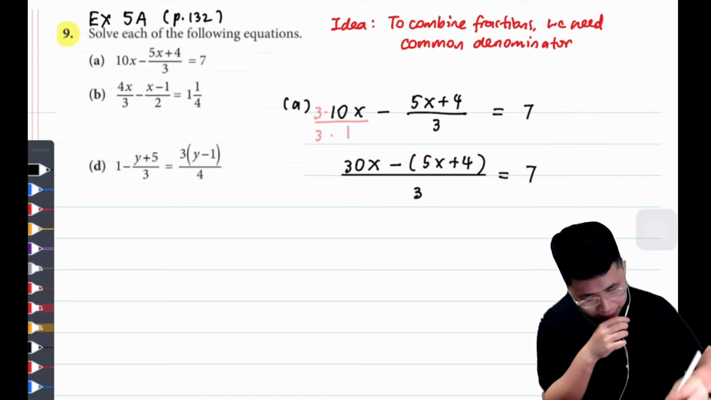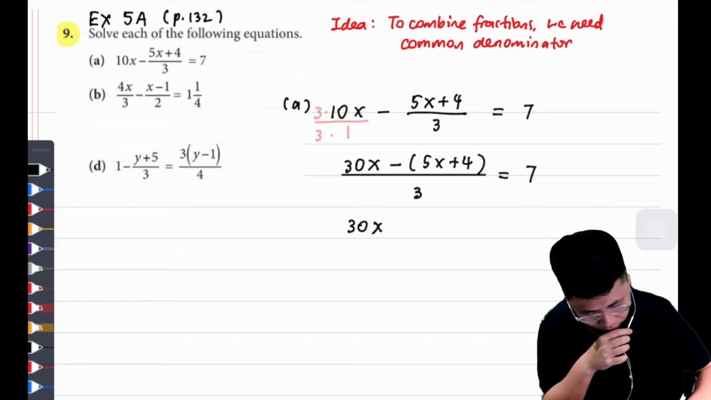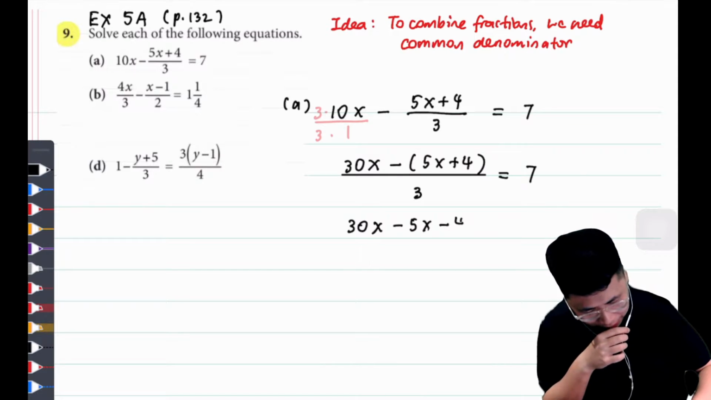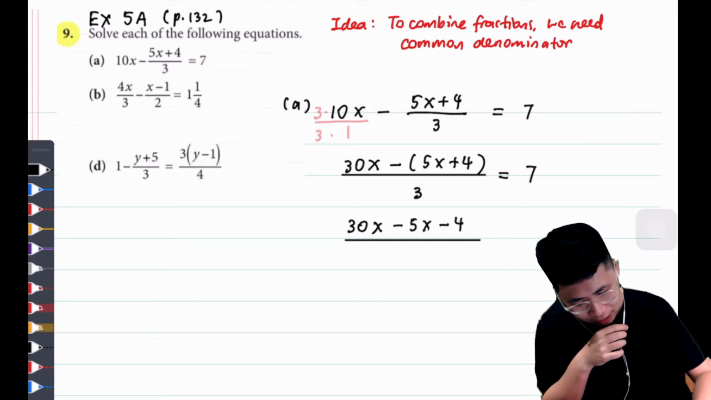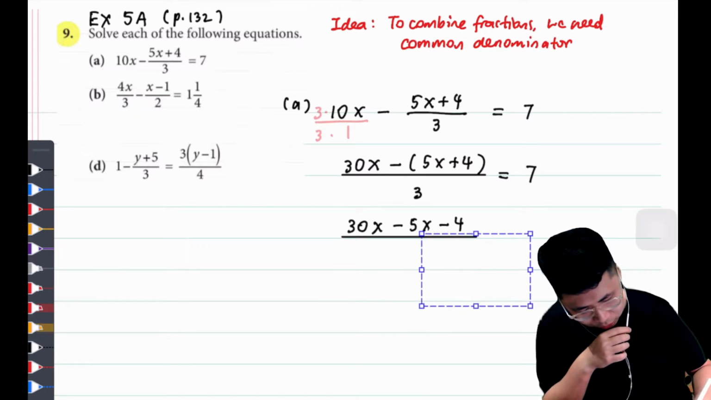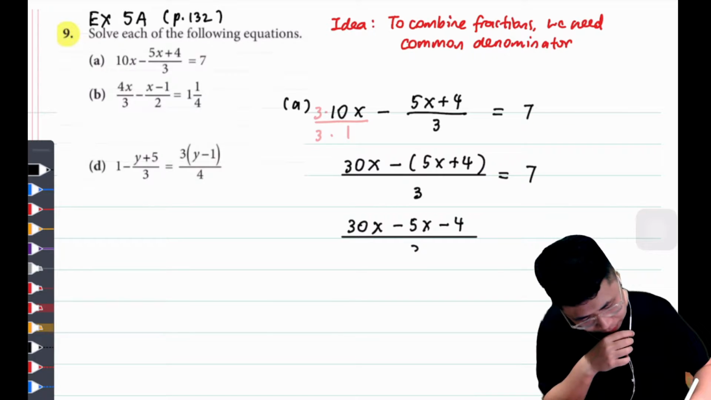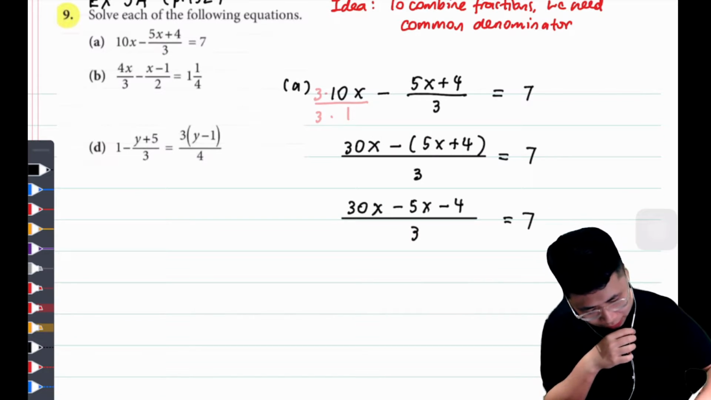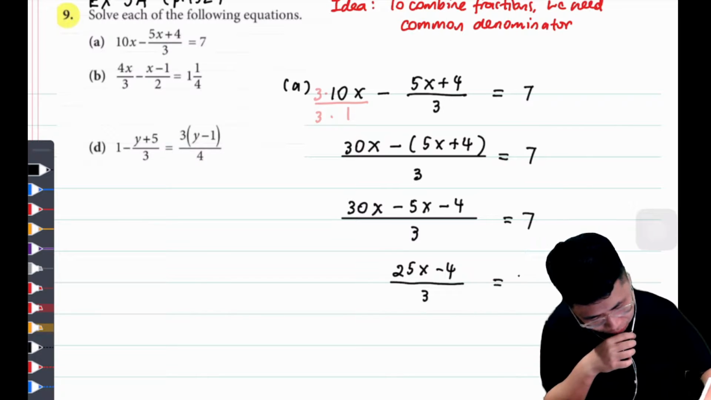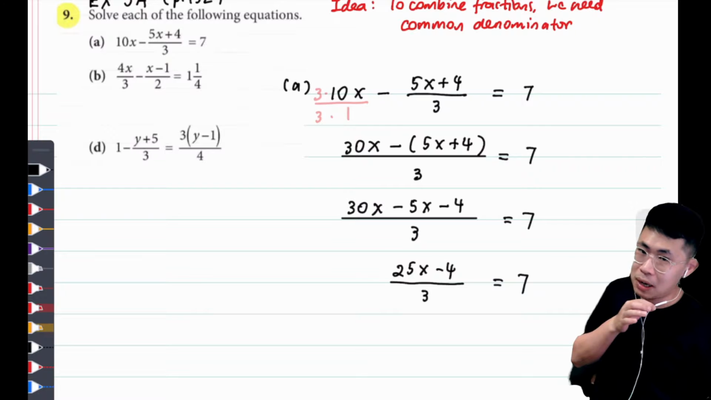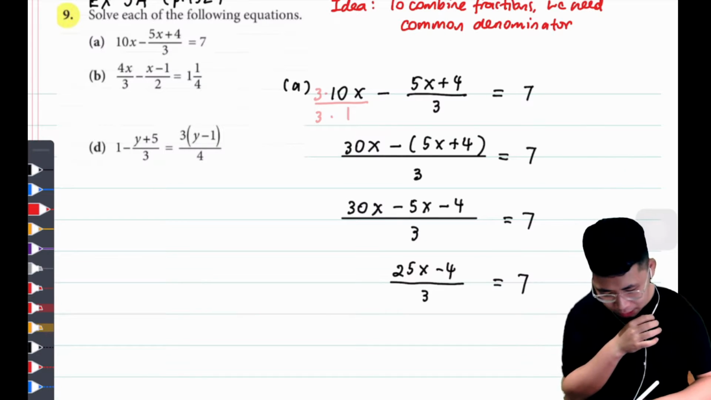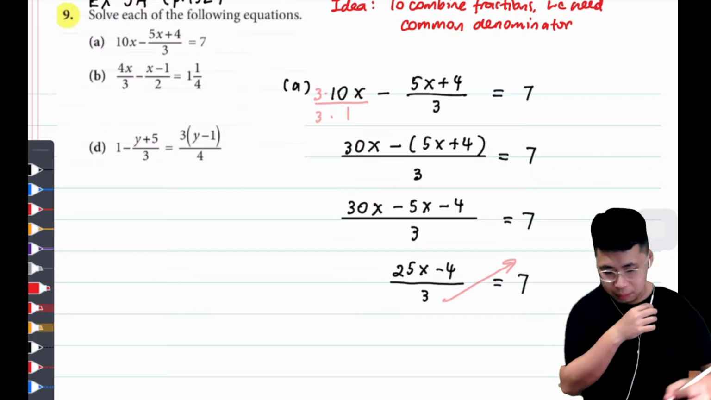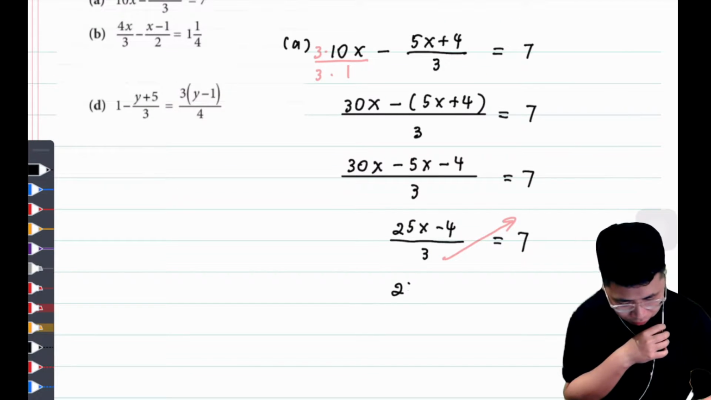Let us expand this. 30x on top, now minus this, minus that, and the whole thing over 3. With this, we will simplify the top first. The top becomes 25x minus 4, over 3, equals 7. Now we can't do much more. We have to multiply the 3 to the other side, so we do a single cross multiplication. We have 25x minus 4 equals 21.